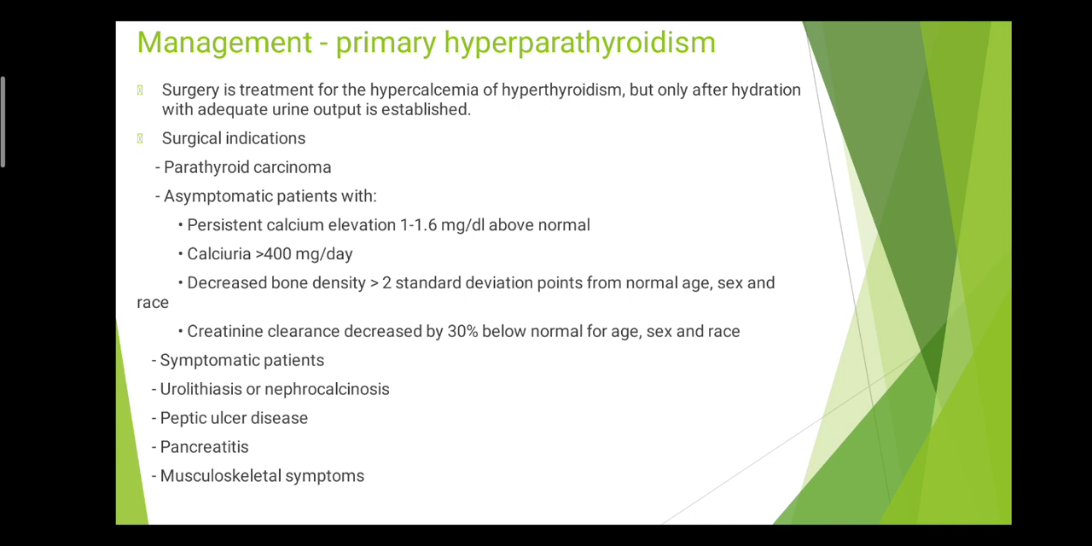And then management of primary hyperparathyroidism. Surgery is the treatment for the hypercalcemia of hyperparathyroidism, but only after hydration with adequate urine output is established. Surgical indications include parathyroid carcinoma, and asymptomatic patients with persistent calcium elevation of 1 to 1.6 mg per dL above normal, and calciuria of more than 400 mg per day. Decreased bone density of more than 2 standard deviation points from normal for age, sex, and race. Creatinine clearance decreased by 30% below normal for age, sex, and race. Symptomatic patients include urolithiasis or nephrocalcinosis, peptic ulcer disease, pancreatitis, and musculoskeletal symptoms.